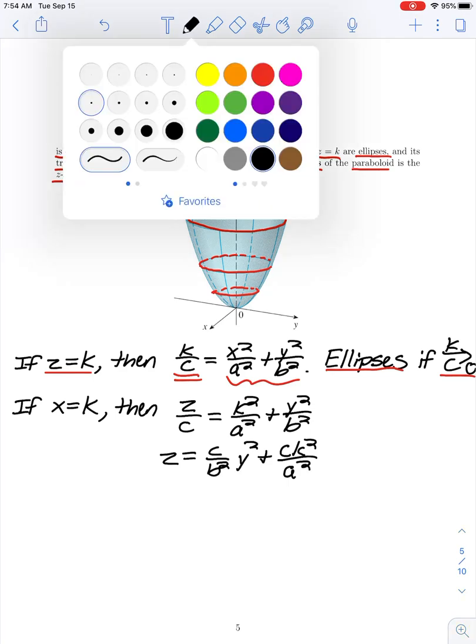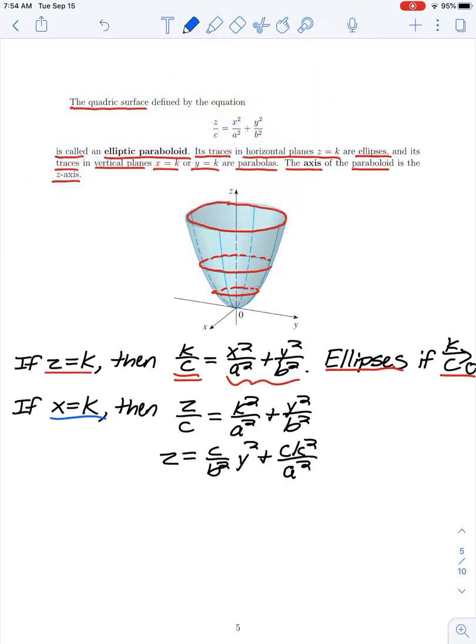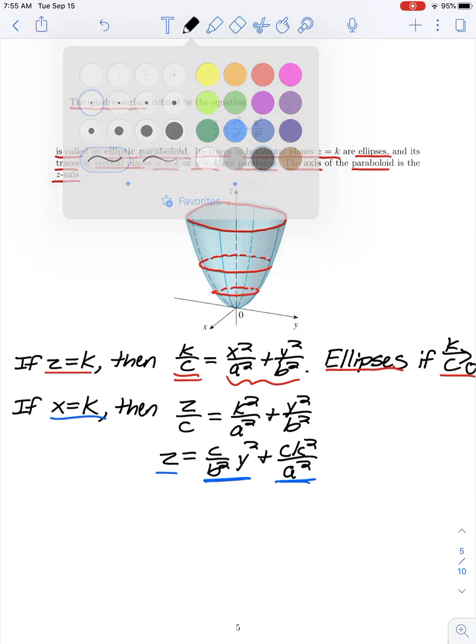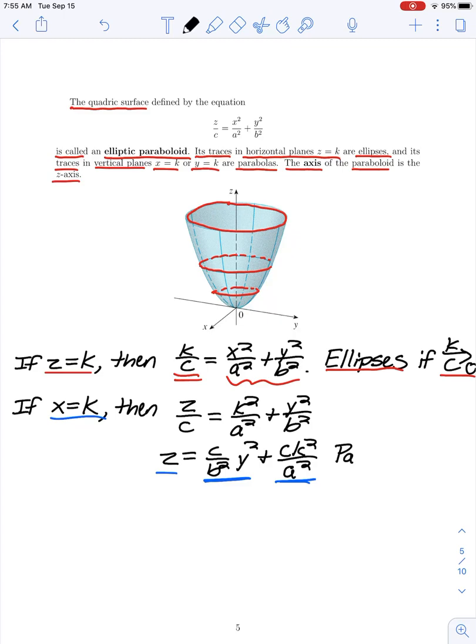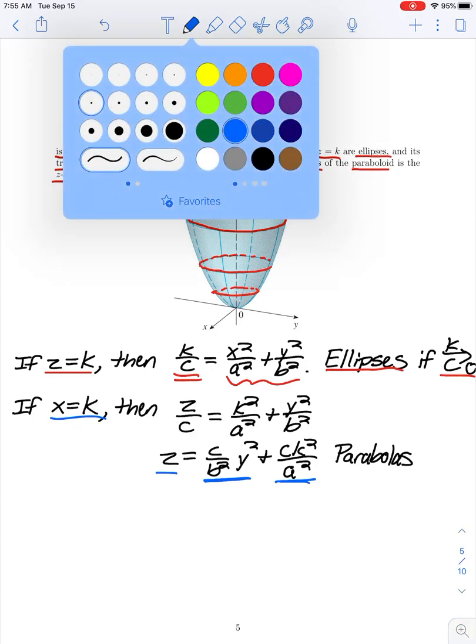So I would have z is some quadratic function of y with some constant added to it. So in a plane, these would define parabolas. For different values of k, I would just have a different intercept or a different vertex for my parabola.